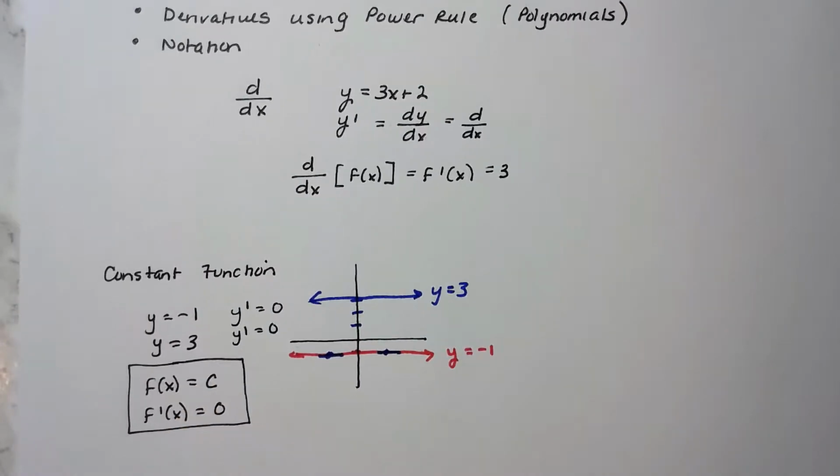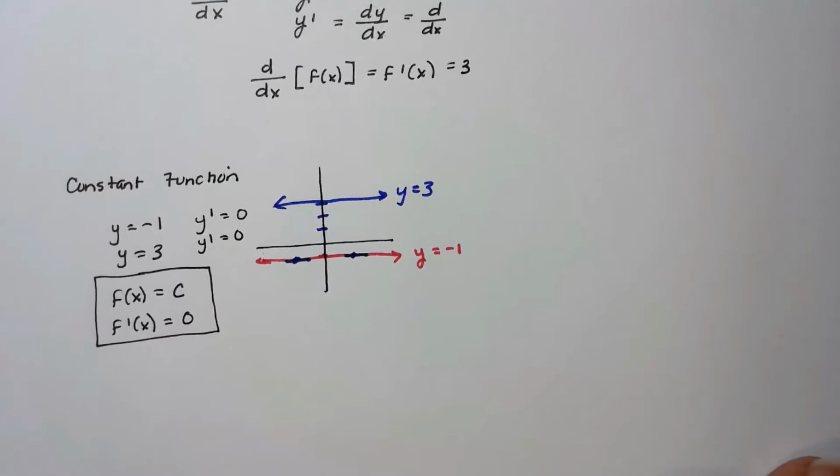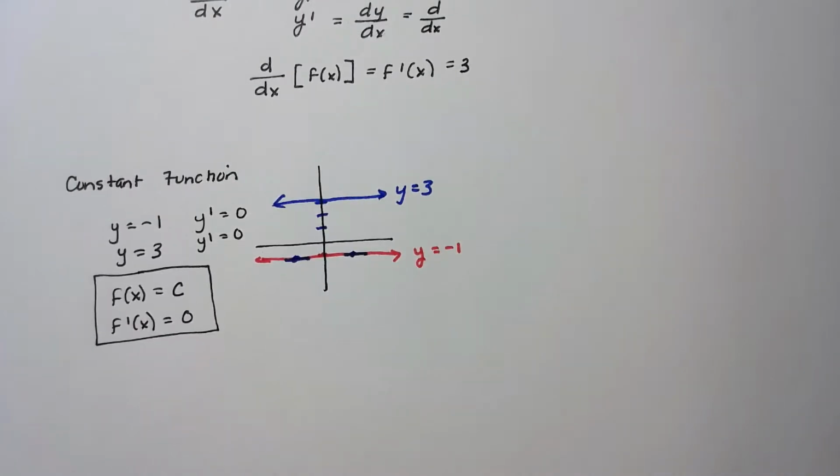And that's it for the constant function rule. Now once again, there were kids in class wanting to take the derivative of a constant multiple and call it 0, and that's wrong. A constant is a term in a polynomial.